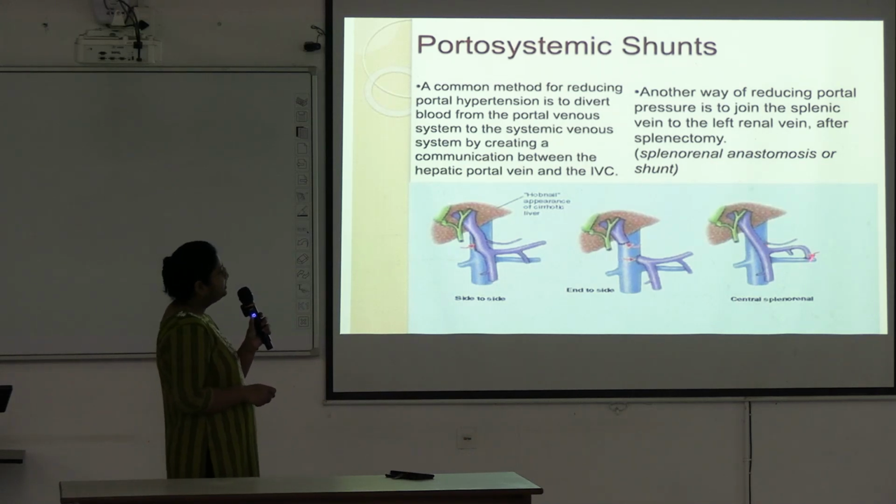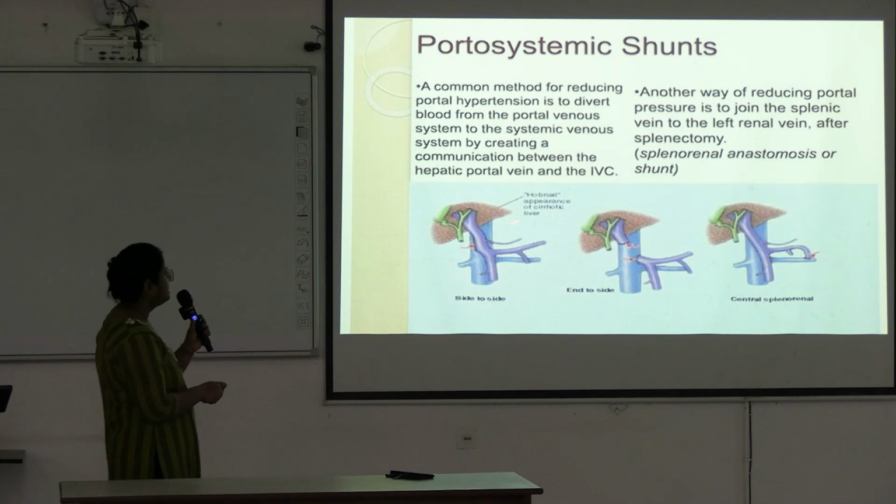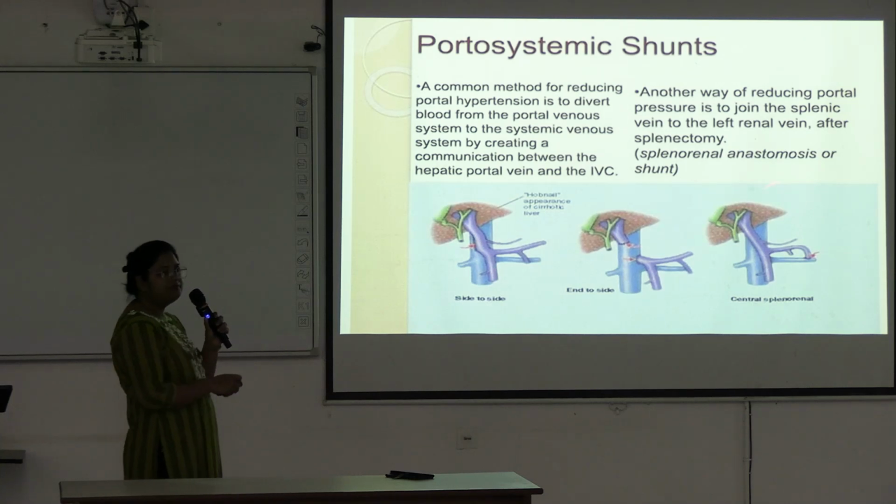Here you can see this is the portal vein formed by the superior mesenteric vein and splenic vein, and here splenectomy has been done, the spleen has been removed, and the splenic vein has been anastomosed. The splenic vein is anastomosed with the left renal vein, that is known as splenorenal anastomosis. And in these two cases, the portal vein is directly anastomosed with the inferior vena cava to form the portosystemic shunts.